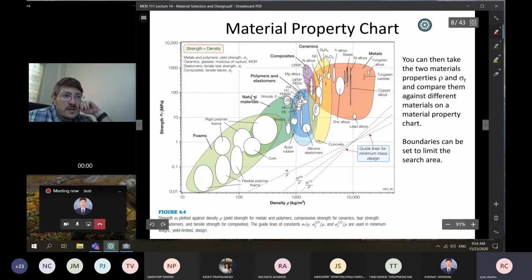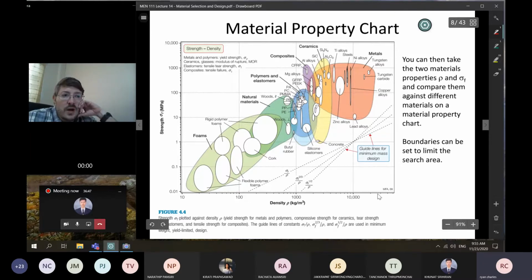And you see all these materials. All of these different colored areas encase different families of materials. You see down here foam. Foam has very low density, it's practically air, but it also has very low strength. And you go up here, metals. Metals typically have very high density and very high strength. So you can take these two material properties, density and strength, and compare them against the different materials on a property chart. Boundaries can be set to limit the search area.